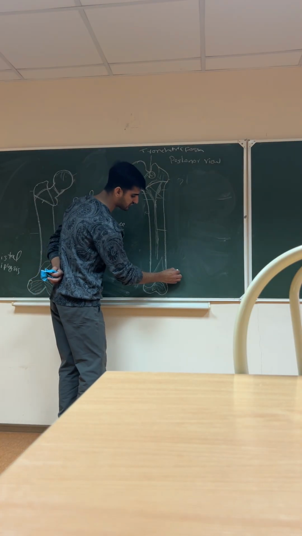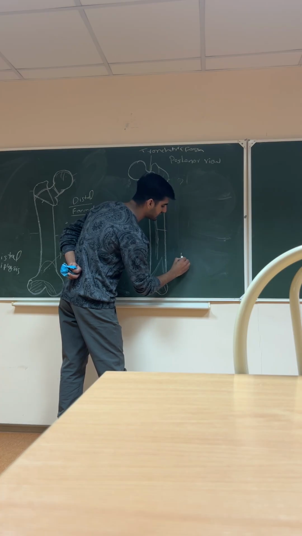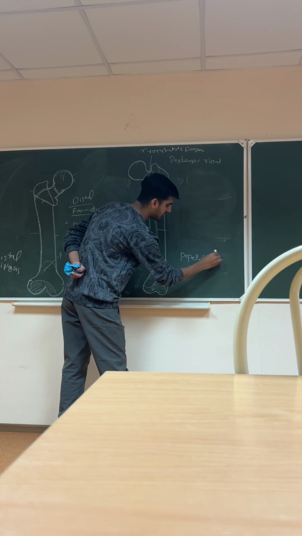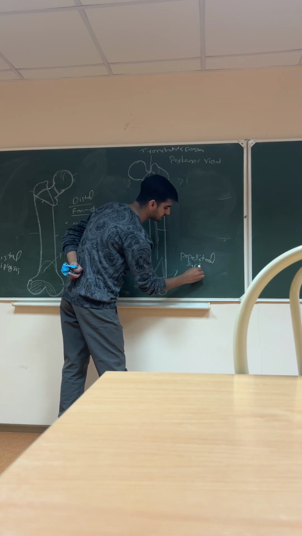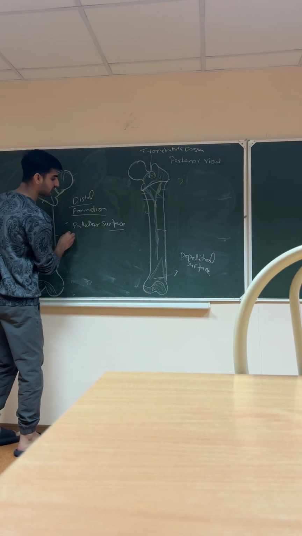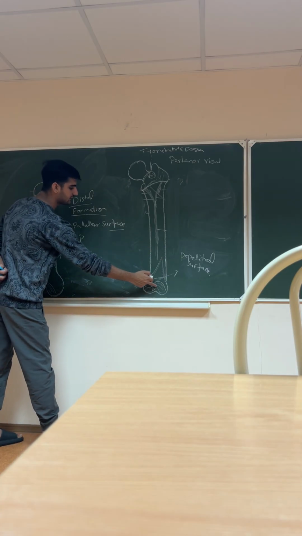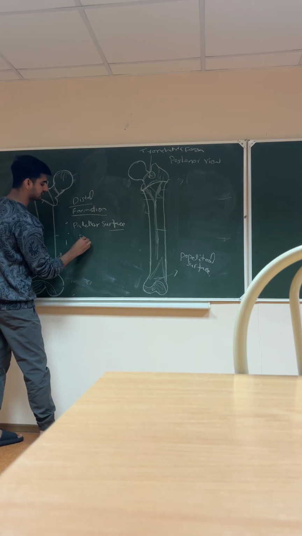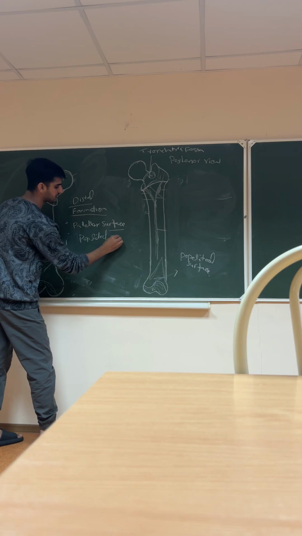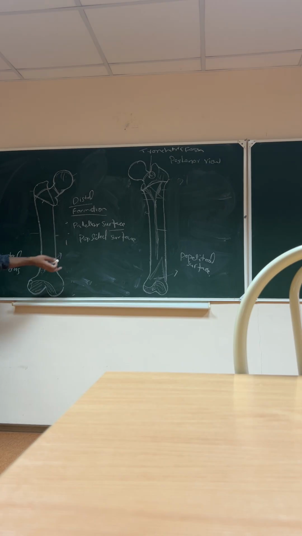Second, here in the posterior view, this surface is the popliteal surface, facies poplitea. In the anterior we have the patellar surface, and in the posterior we have the popliteal surface. Okay, now the next formation we have here.